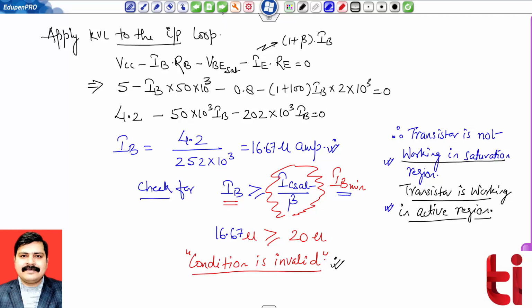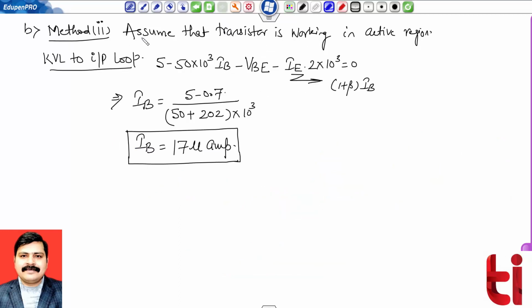Now let us solve the same by another method. Here we are taking the assumption that my transistor is working in active region. So now we are starting with my transistor working in active region, applying KVL and trying to calculate the value of base current, and over here the value of base current is 17 microampere. So if IB equals to 17 microampere, one can easily calculate the value of IC. It is beta times of IB, and the value of IE is simply 1 plus beta times of IB.